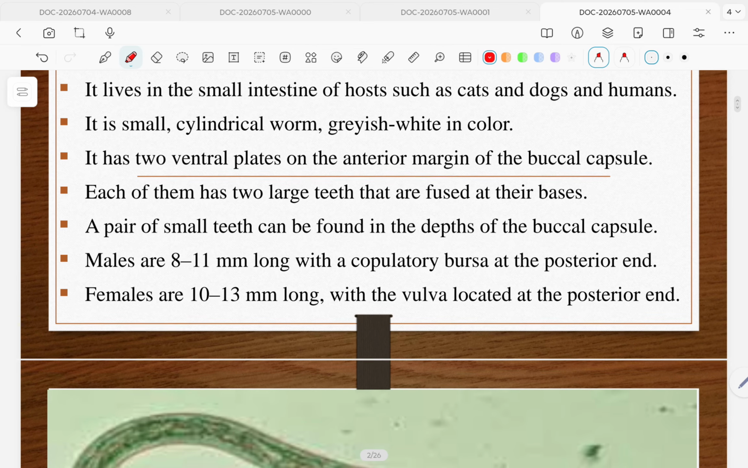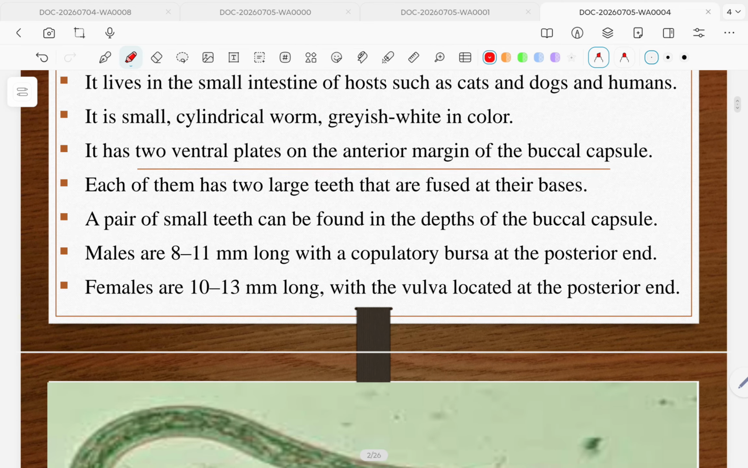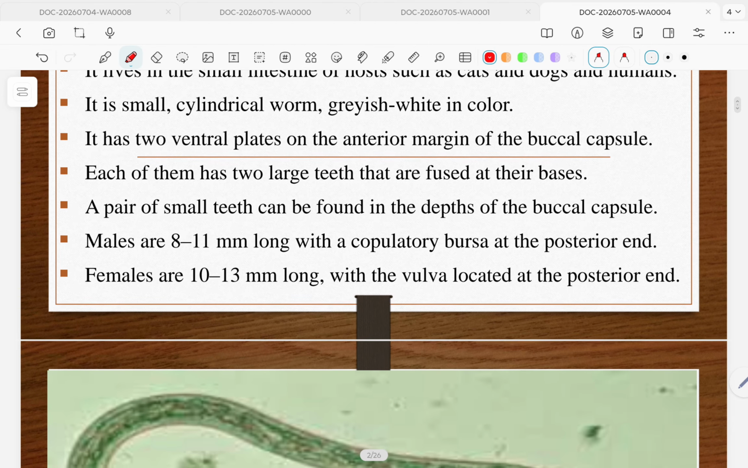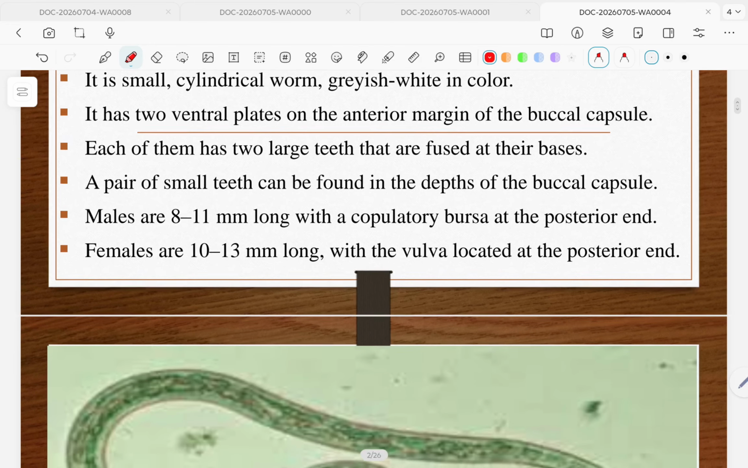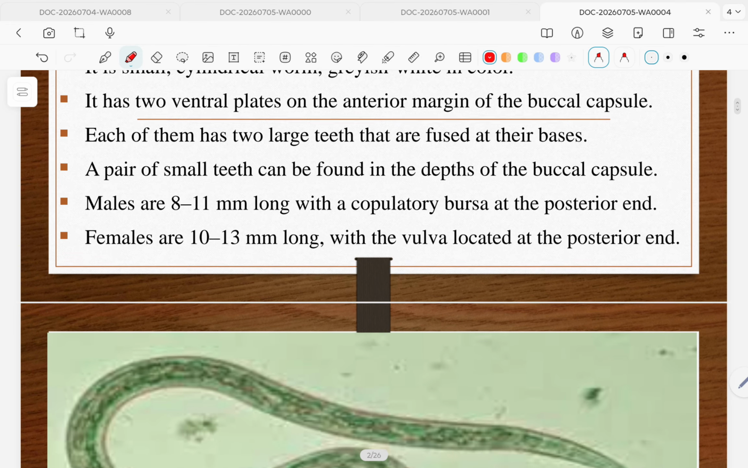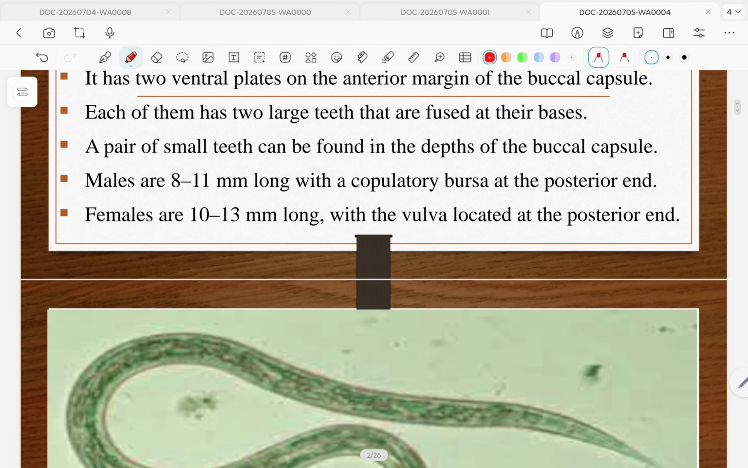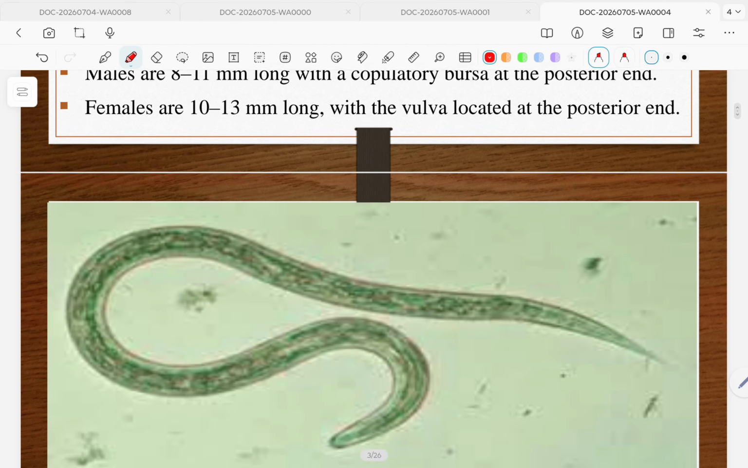Males are 8 to 11 mm long with a copulatory bursa at the posterior end. Females are 10 to 13 mm long with the vulva located at the posterior end.